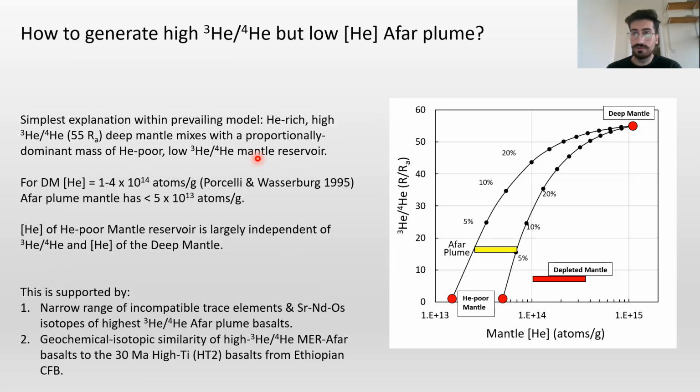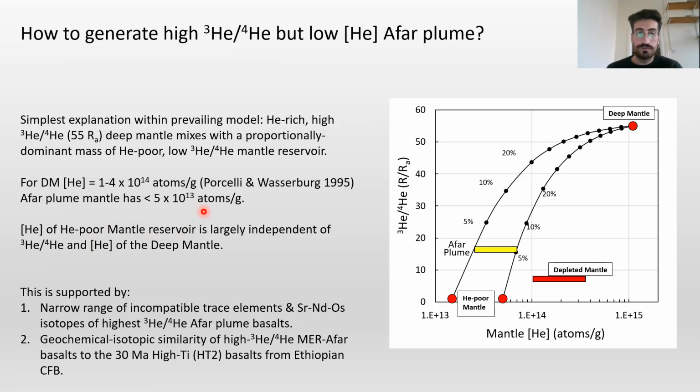So the simplest explanation within the prevailing model is that helium-rich, high helium-3/helium-4 deep mantle mixes with a proportionally dominant mass of helium-poor, low helium-3/helium-4 mantle reservoir. And as you can see from this plot, if we use 1 to 4 times 10 to the 14 atoms per gram helium for depleted mantle, our mantle plume must have at most 5 times 10 to the 13 atoms per gram helium. And the helium concentration of the helium-poor mantle reservoir is largely independent of helium-3/helium-4 and helium concentration of the deep mantle.